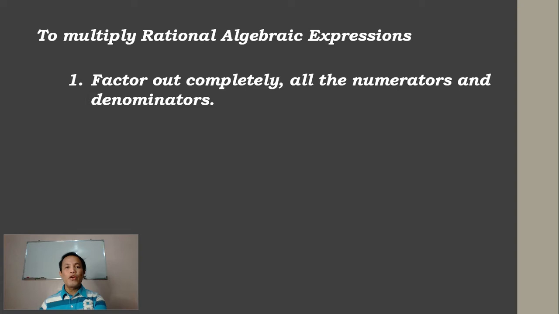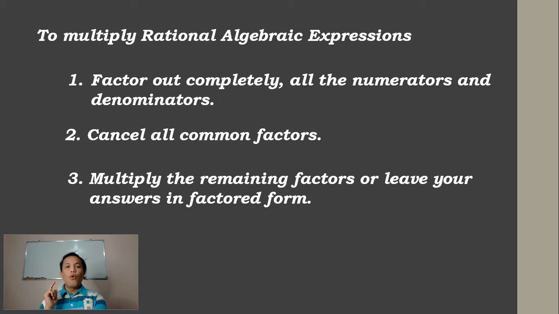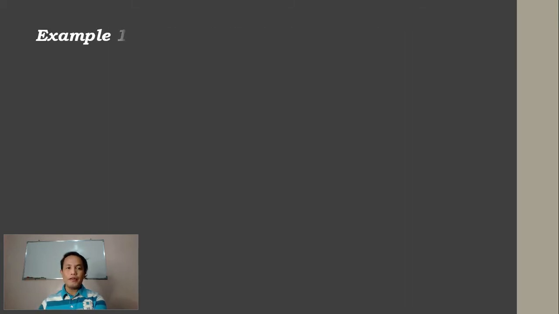Number one, we need to factor out all the polynomials that can be found in the numerator and denominator completely. Then number two, after factoring, we need to cancel out all common factors in the numerator and the denominator. And number 3, the remaining factors should be multiplied, or you can leave your answers in factored form. So, let us now proceed to our first example.